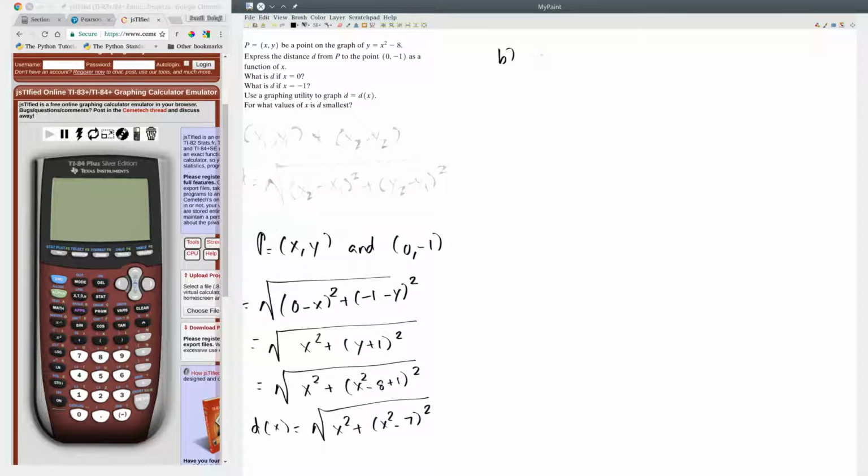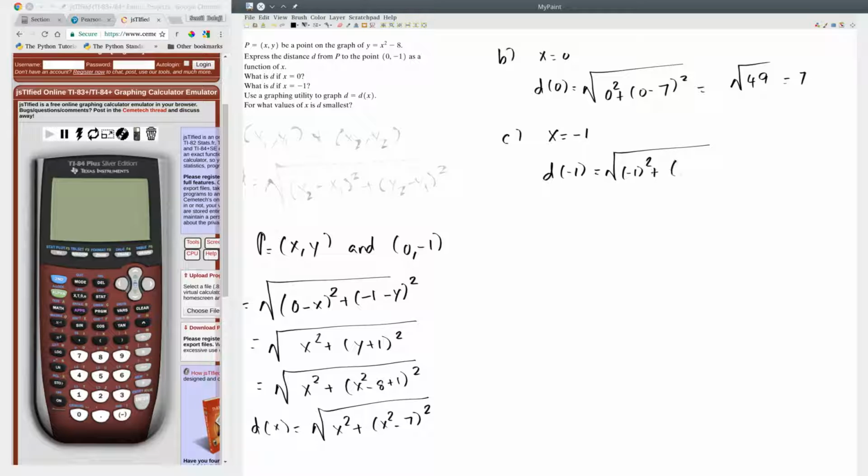If we plug in x equal to 0, d of 0 would be the square root of 0 squared plus (0 minus 7) squared, which is the square root of 49. You get a distance of 7. And if we plug in x equal to negative 1, d of negative 1 would be the square root of (negative 1) squared plus ((negative 1) squared minus 7) squared, which would be the square root of 1 plus 6 squared, which would give us the square root of 37.